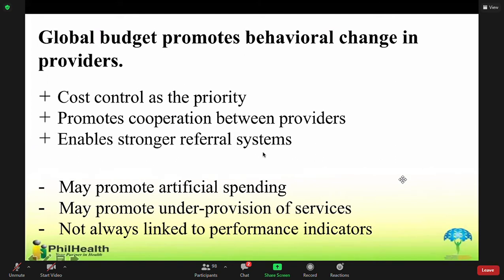But the downside of this, it may promote artificial spending and may promote under-provision of services and not always linked to performance indicators. Kasi nga, wala na siyang reimbursement kung ano lang ito na case. Kaya lang, pwede mong ilagay minsan, pwede mong lokohin. Ito yung hindi siya pneumonia severe, pero nilagay mo siyang pneumonia severe.